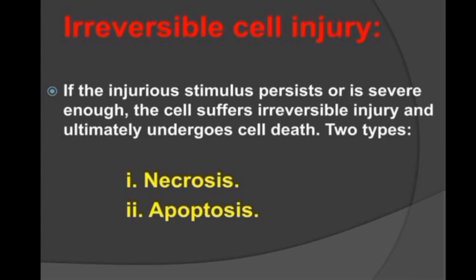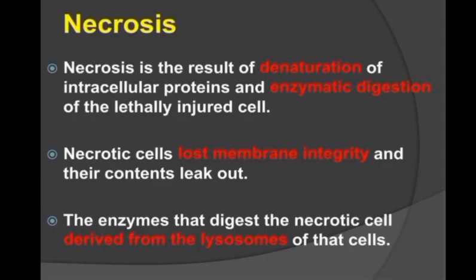Irreversible cell injury means that if the injury stimulus lasts for a longer period of time, or the injury is severe, the cell will die, undergoing necrosis or apoptosis. It cannot survive even after the harmful stimulus is removed. The cell undergoes death. This event is called irreversible cell injury. There are two types: one is necrosis and the other is apoptosis.